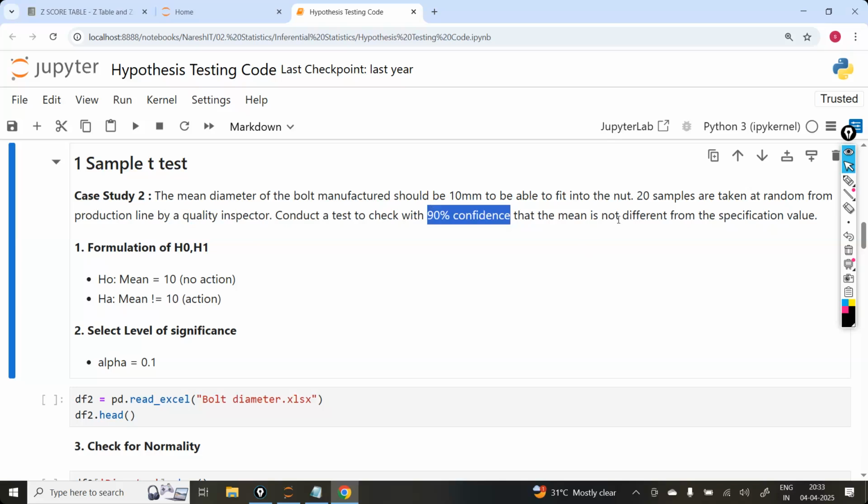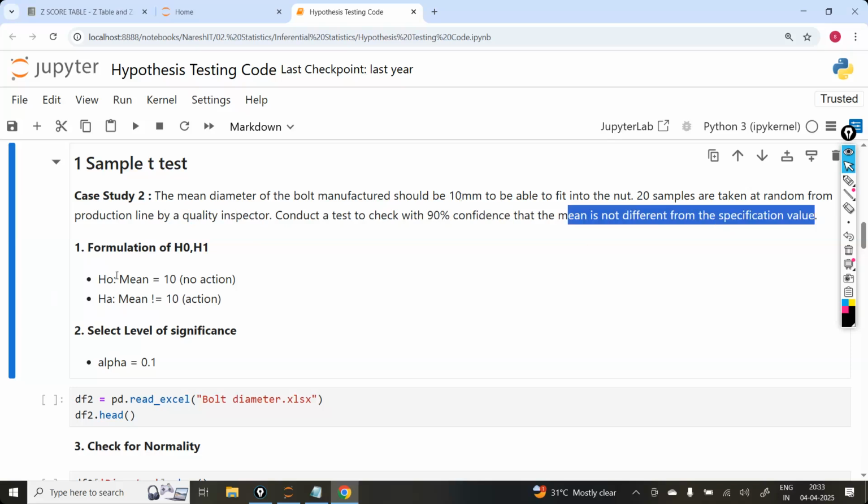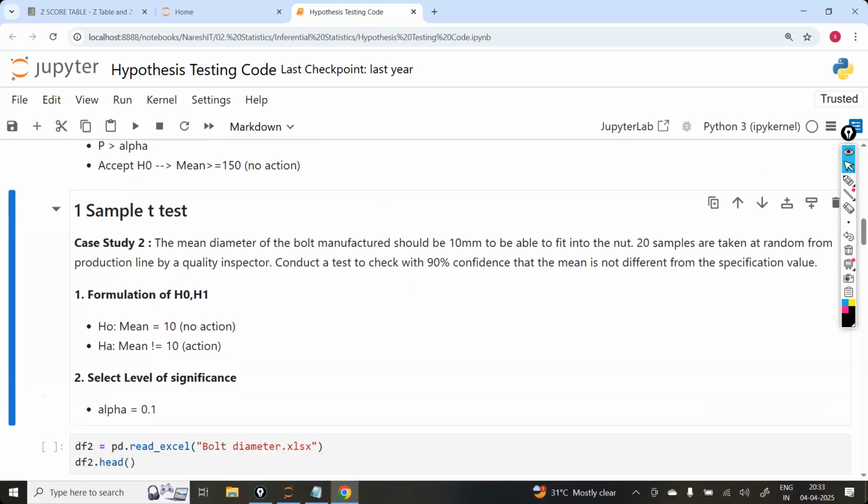Right? And he wants to check whether the mean is different from the specific value. What specific value? 10. You want to check for 10 only. Now, if the average mean is exactly equal to 10, then no action. If it is not equal to 10, action. Okay? Alpha is equal to how much? 90% confidence, that is 0.9 is the acceptance area. 0.1 is the rejection area.